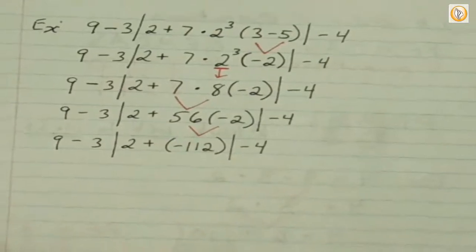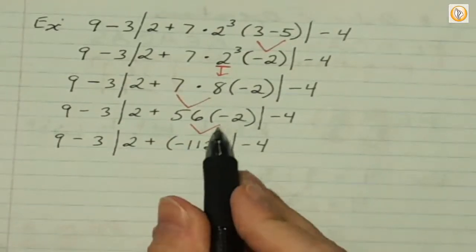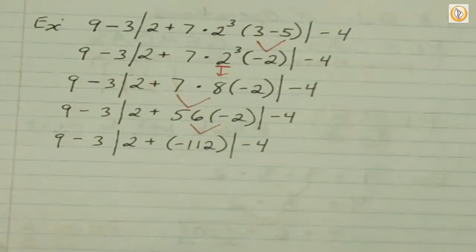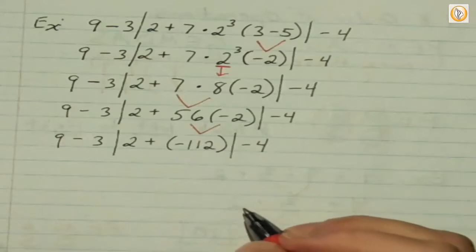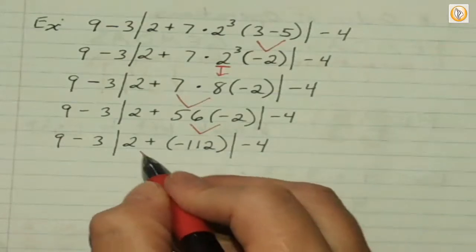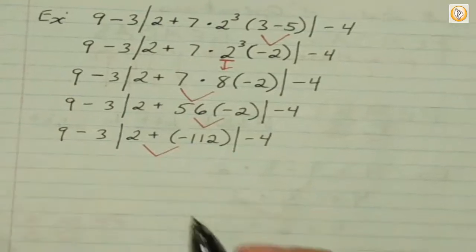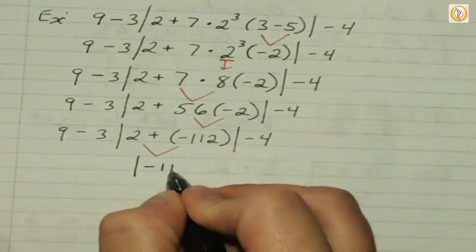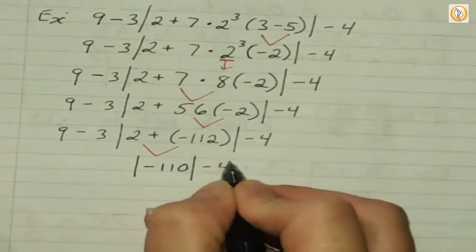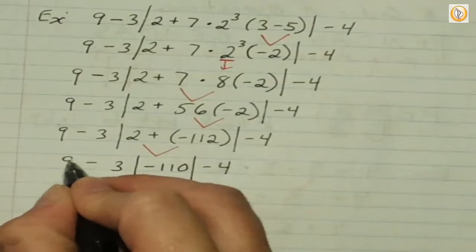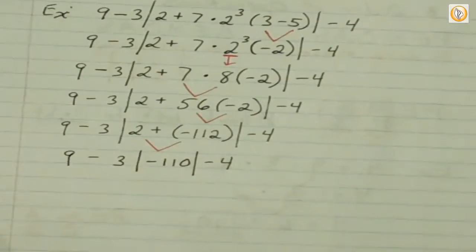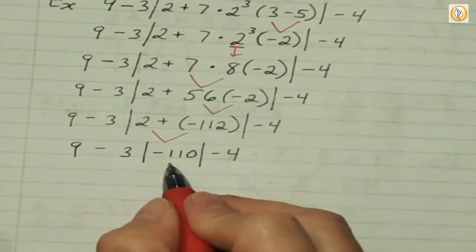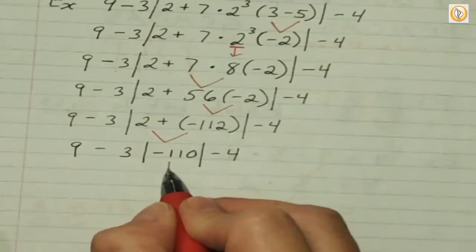No. Somewhere outside. All right, so notice it's still in parentheses, so we know it's a negative sign. So now what do? And what do you get? Okay, still in absolute value. Now what? And what's the absolute value of negative 110?